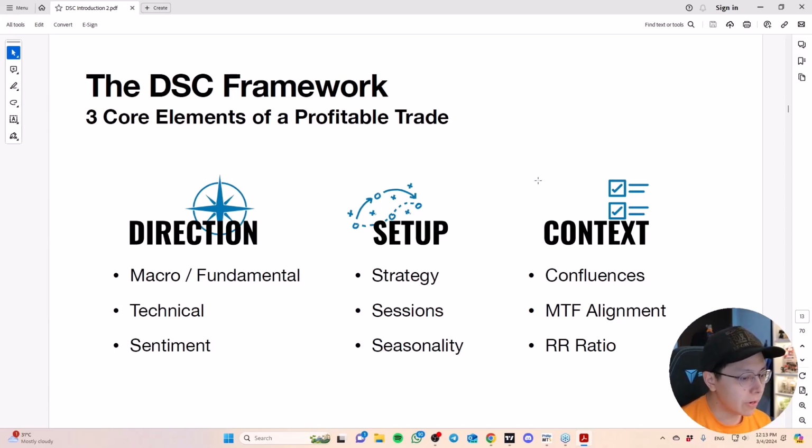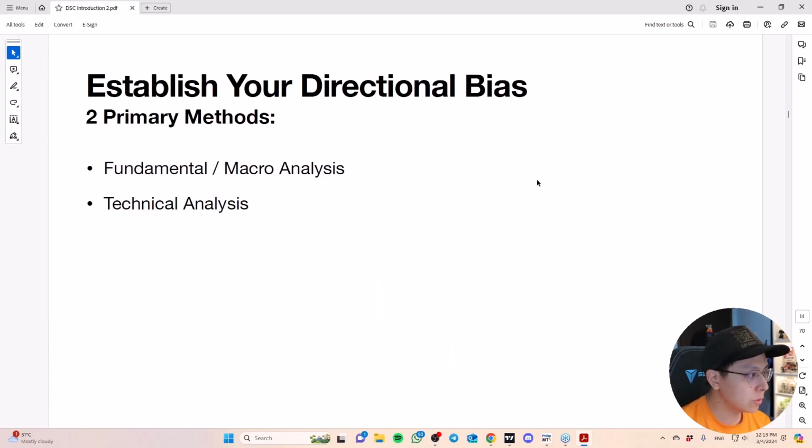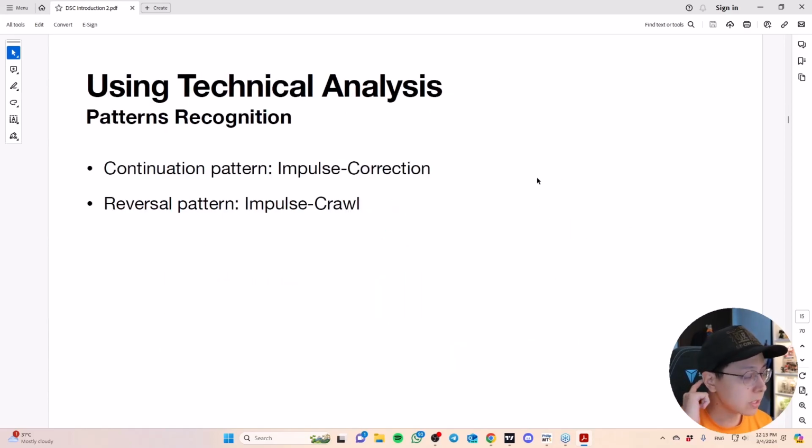Now, very quickly, I'll go through the directional bias first. For me, I use a lot of technical analysis, and the principle behind it is the Elliott wave principle. Some traders, when they hear about Elliott wave, immediately shun it and say it's too complex. But I'll make it simple for you. The essence of it is essentially price action. The essence of Elliott wave is basically patterns themselves.